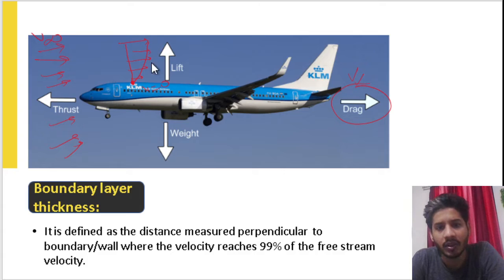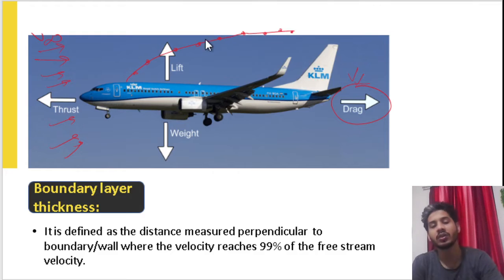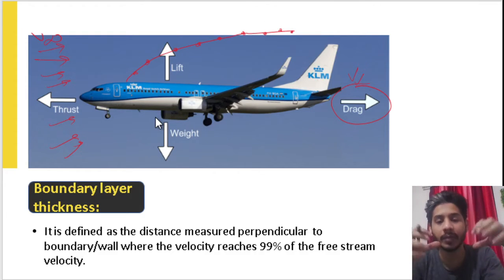And if you draw the boundary layer, it will be like this. This is the boundary layer. All right. And these points of the boundary layer are the points at which the velocity reaches the free stream velocity. So basically, what is the purpose of the study of the boundary layer? It gives us practical insight.